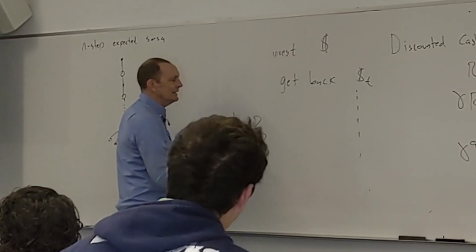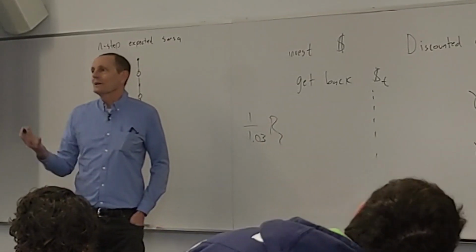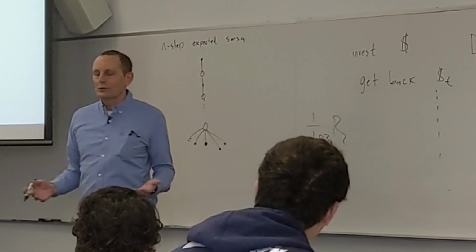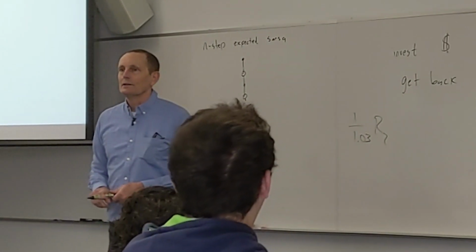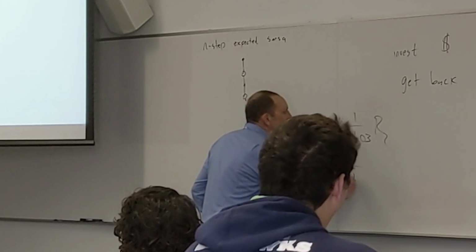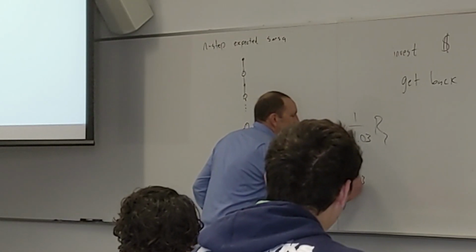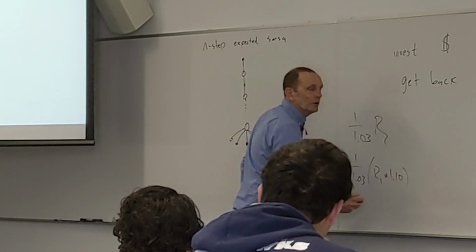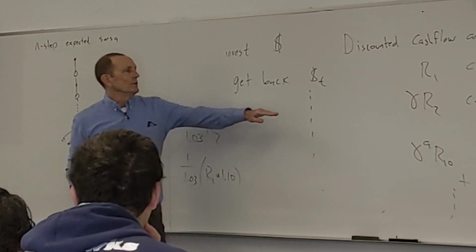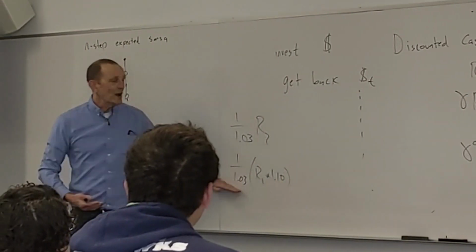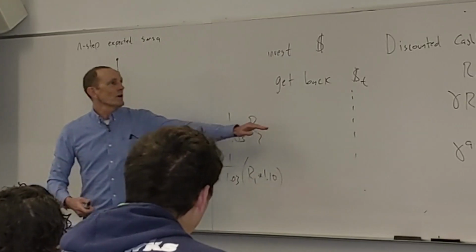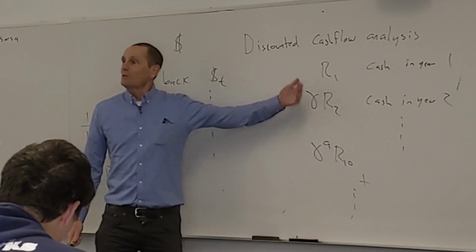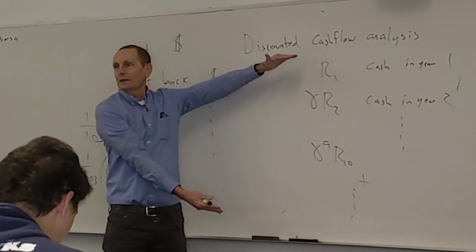But if R2 is equal to R1 and it's growing at 10%, so we're buying a company whose earnings are growing 10% a year, then this would be 1 over 1.03 times R1 times 1.10, right? So our present value of this is more than the present value today of cash in year 1. And in year 3, it'd be even more, more and more. And this would be an infinite sum.